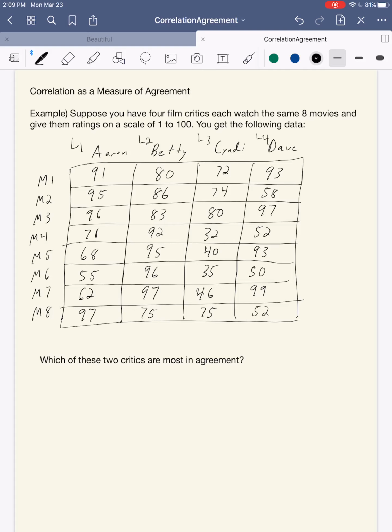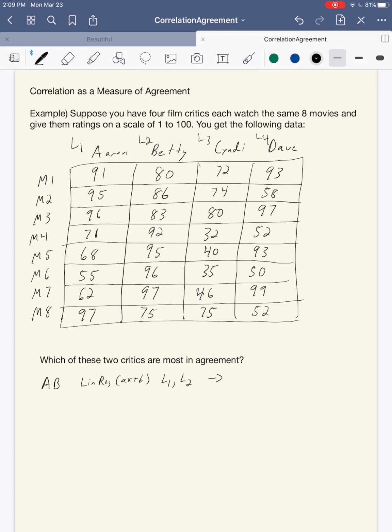Let's start off by taking the first pair. The simplest pair to take would be Ehren and Betty. So we'll do LinReg(ax+b), and since Ehren and Betty are in list 1 and list 2, we'll make sure we have that set to L1 and L2.